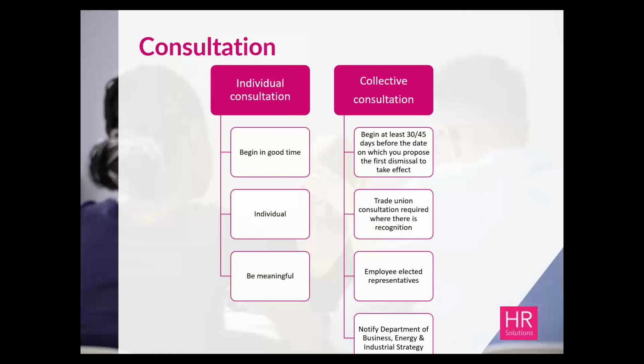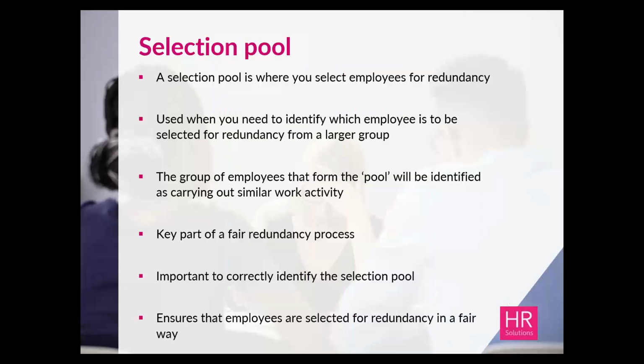And finally, there's also a legal obligation to notify the Department of Business, Energy and Industrial Strategy. That's where you submit your form, notifying the date of anticipated redundancies, the numbers, the area and the business in which they are to be affected. They need to be informed. So don't forget that, and factor that into your planning at the outset of your redundancy.